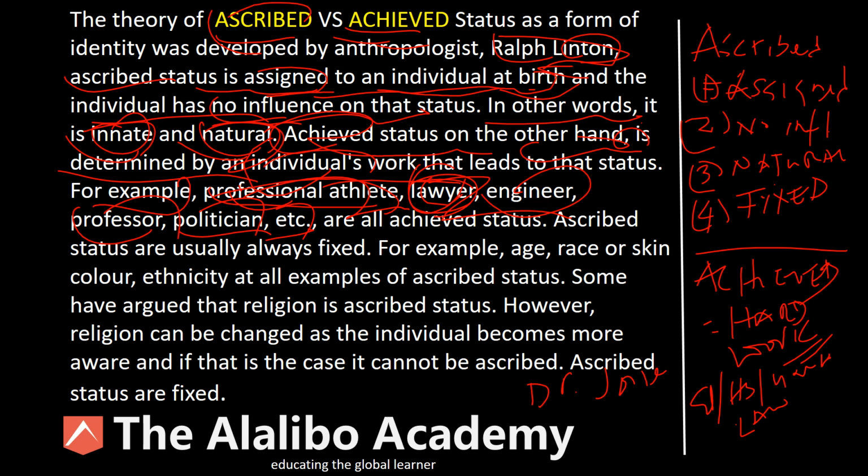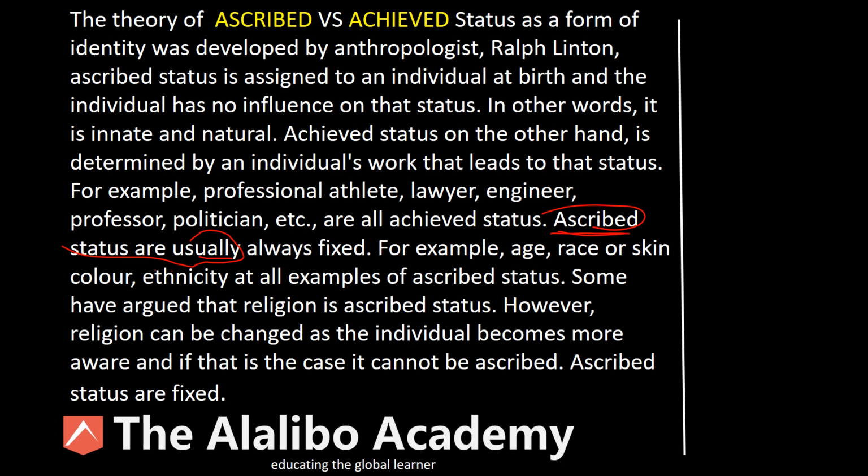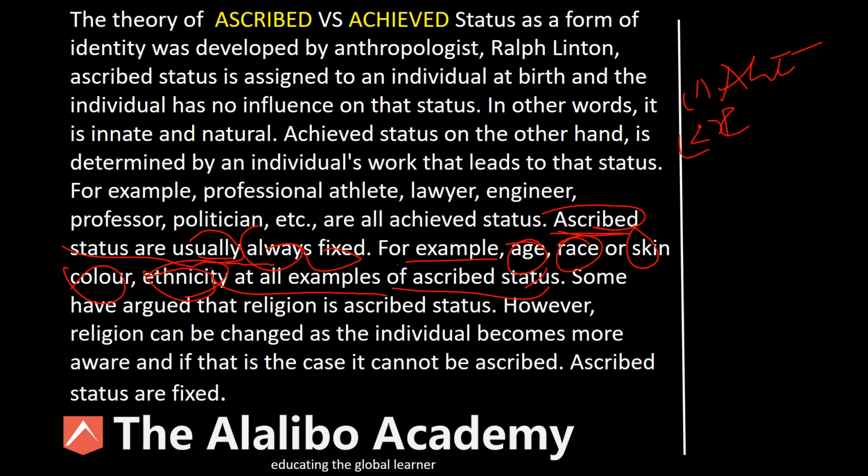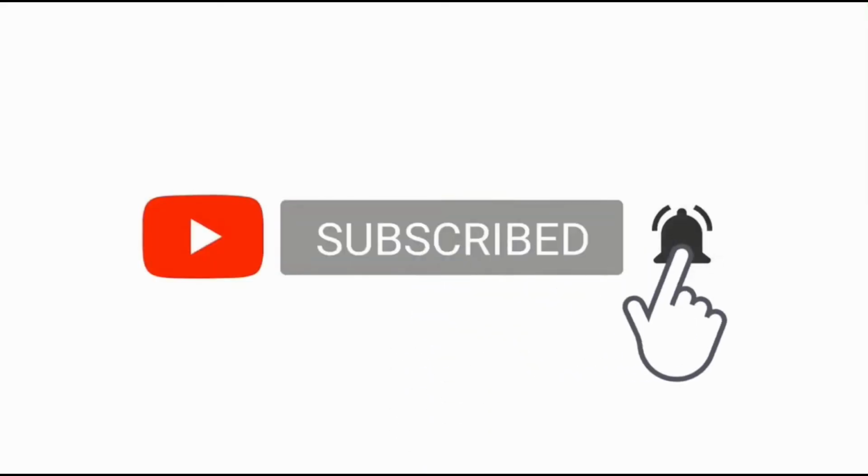All right, so let's take a look at this closely again. It says the achieved status, on the other hand, is determined by individuals' hard work that leads to the status. Now, let's get rid of this here very quickly. The ascribed status is usually always fixed. For example, age, race, skin color, and ethnicity are all examples of ascribed status. Nobody can change their age. And race, nobody can change that as well.